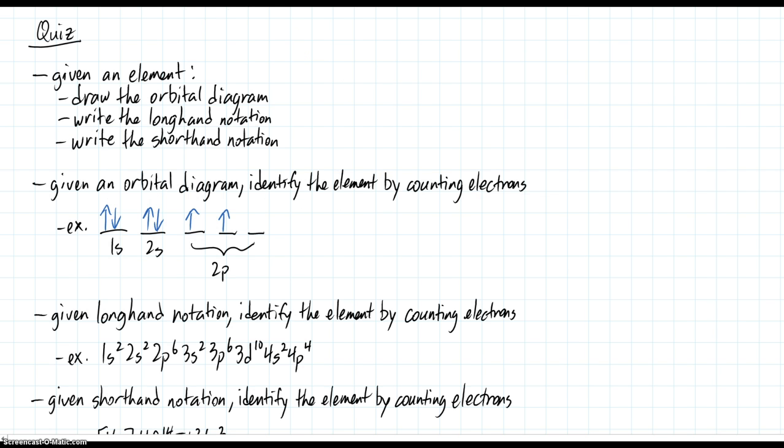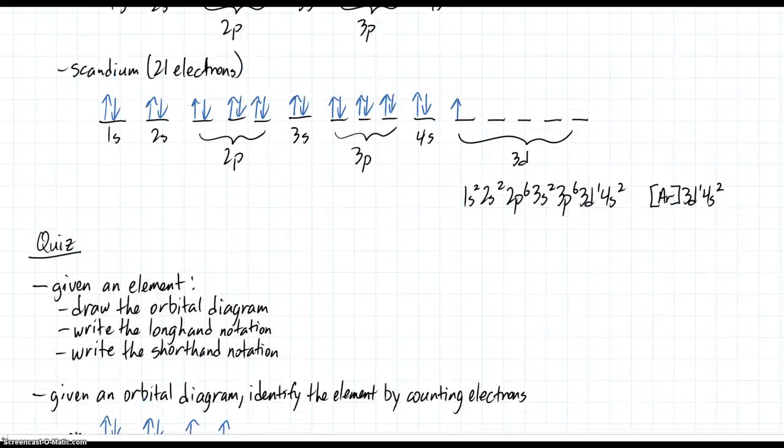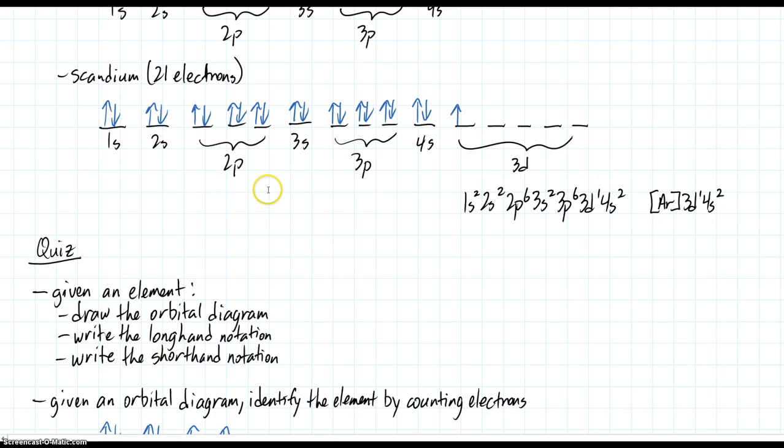For the quiz, there are a few different things you're going to be asked to do. The first is what we went over in class and the examples we just looked at. If you're given an element, you need to be able to draw the orbital diagram, write the longhand notation, and write the shorthand notation. So for example, if you think about what we just did for scandium, you need to be able to supply each of those 3 pieces of information.